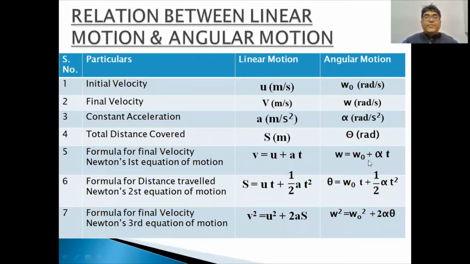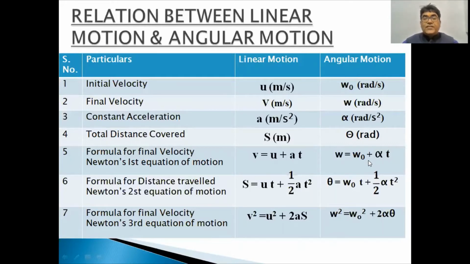So here is the relation between linear motion and angular motion in tabular form. Starting with initial velocity, in linear motion it is denoted by u, unit is meter per second. In angular motion it is denoted by omega 0, unit is radians per second. The final velocity in linear motion is denoted by v, and in angular motion omega. Constant acceleration in linear motion is denoted by a, unit is meter per second square, and in angular motion it is denoted by alpha, unit is radians per second square.